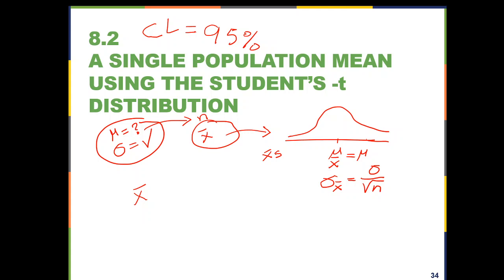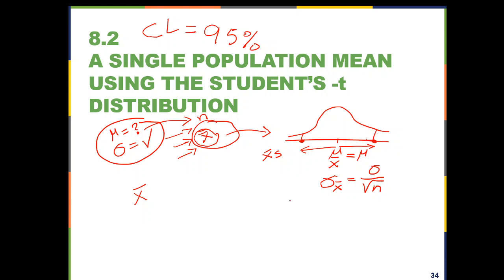So basically, you're going to say, okay, I want 95% of this. I want to know how far do I go to the right and how far do I go to the left to include 95% of possible x bars that I can get if I keep taking samples of this size, right? If I keep taking samples, 95% of them will be between what number and what number.